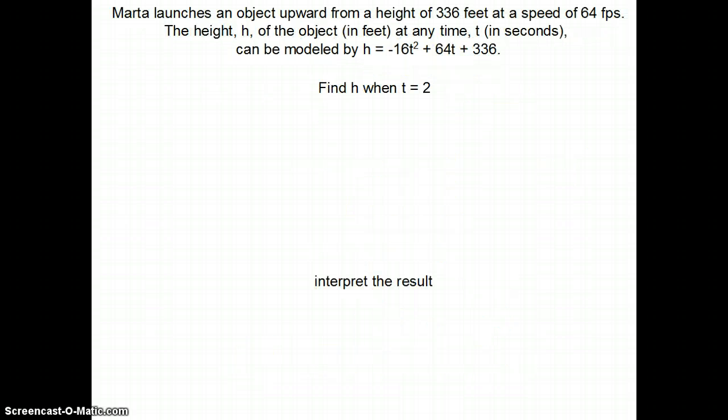Go ahead and take a moment to pause the video and try this slide and the next slide on your own. They are both very similar to the ones we just did, so if you get stuck, go ahead and look back at your notes for help.